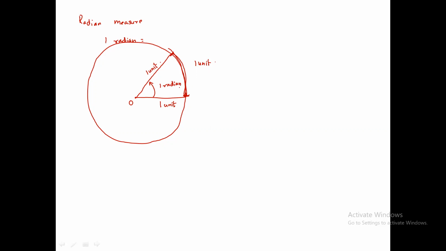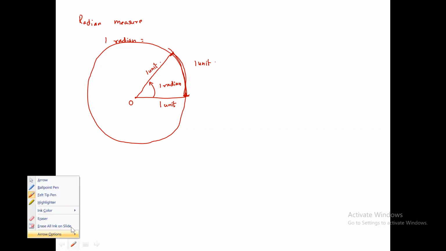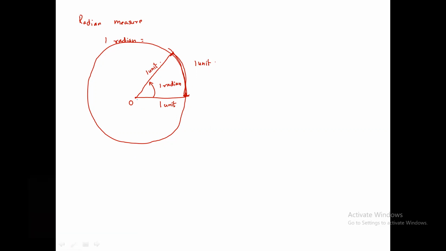If it is minus 1 radian, how will you draw minus 1 radian? The same measure but in clockwise direction. You will take 1 unit arc in the clockwise direction. This will be minus 1 radian.